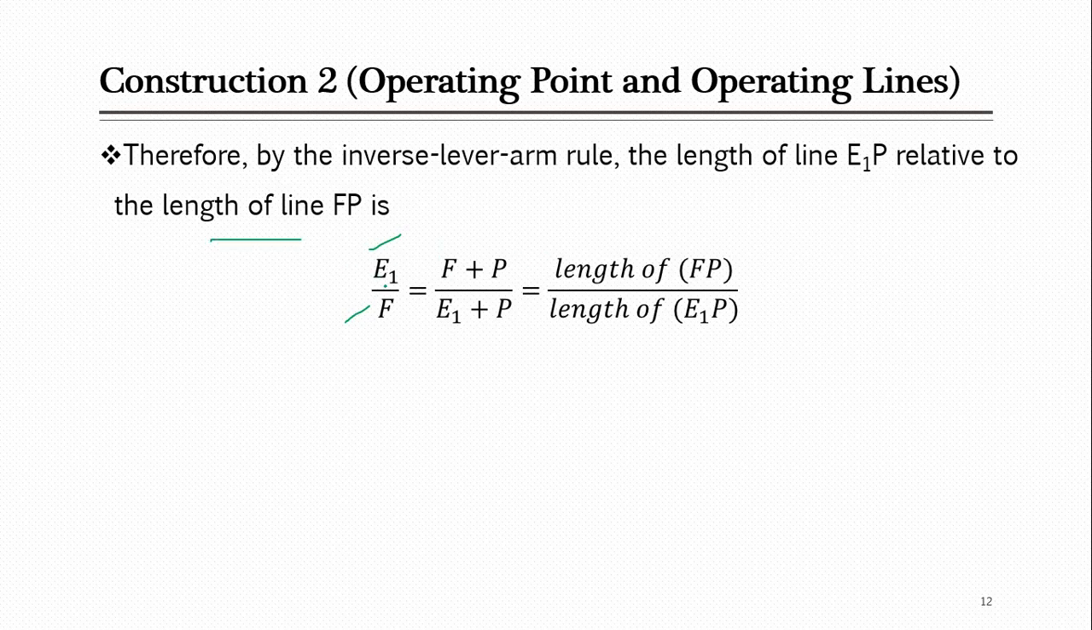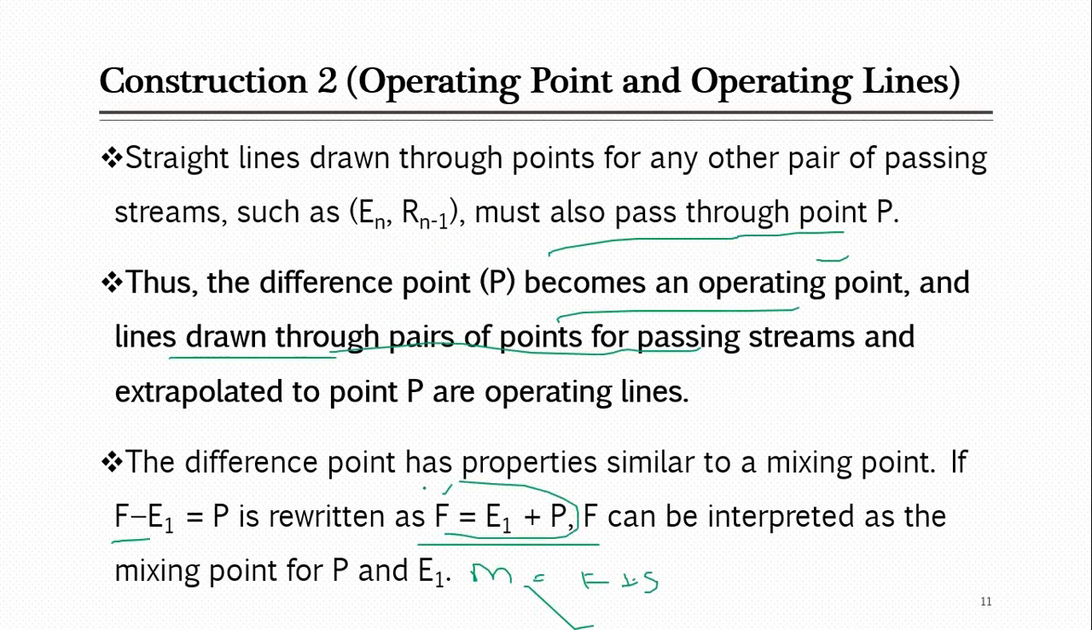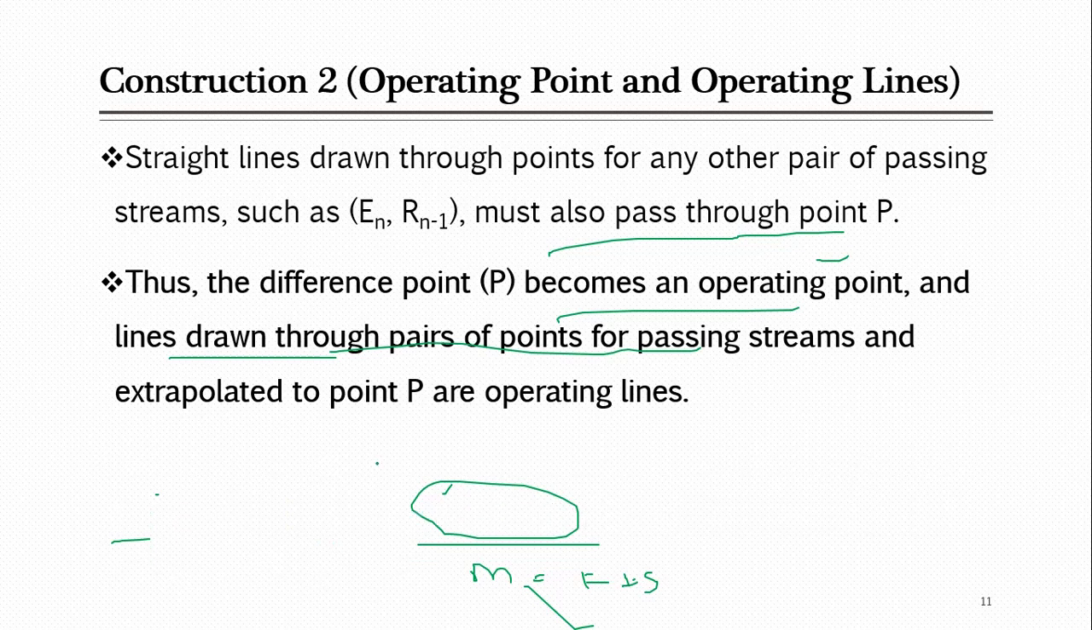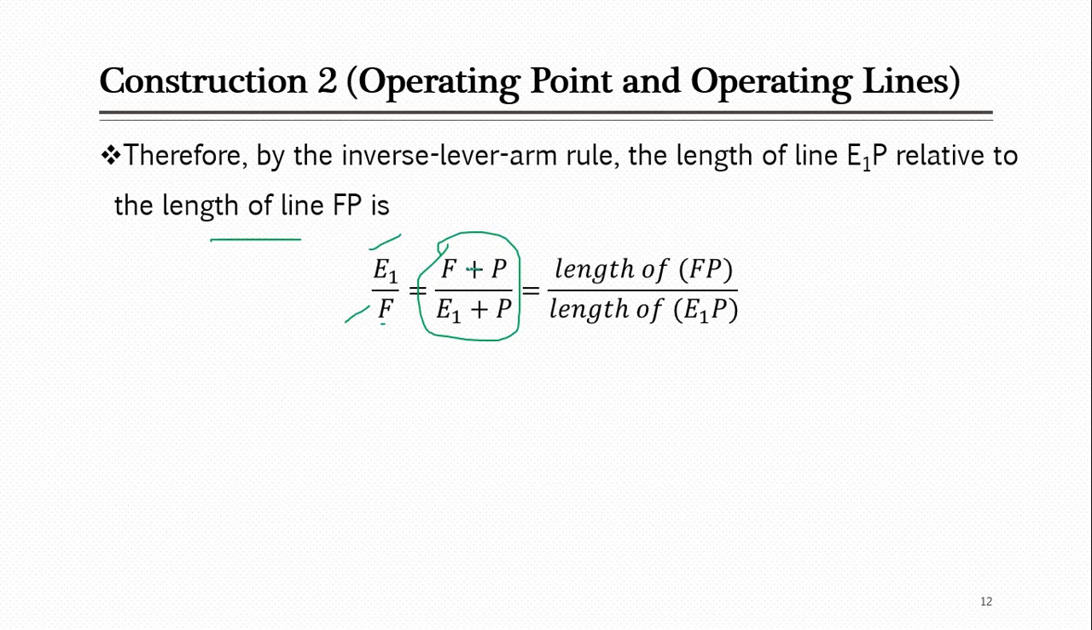And what is that? If you are looking for E1, then E1 over F is equal to, based on the last slide, you know that F is equal to E1 plus P, which we have just seen. This equation can be rearranged for E1, so E1 is F minus P. I think there is a small mistake in this slide, overall it should be F minus P.